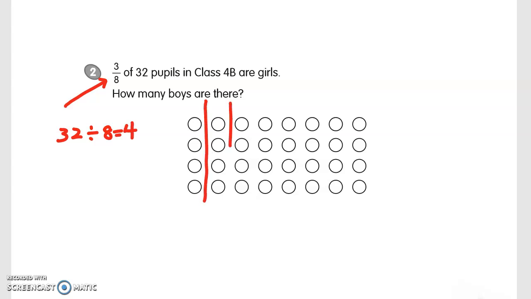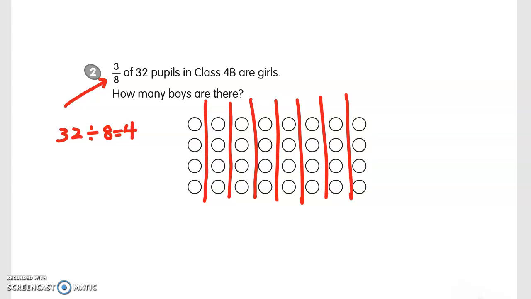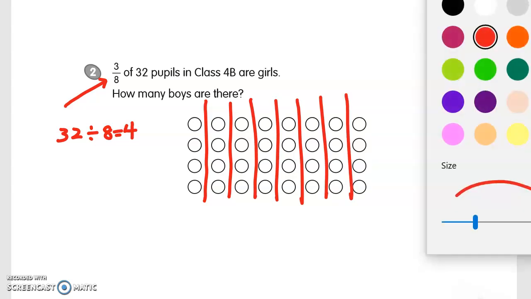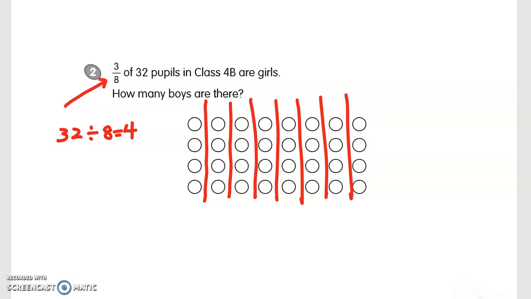That's one set or one group. 2, 3, 4, 5, 6, 7 and 8. Okay, so 3 out of 8 groups or sets are girls. So I'll use the pink as girls. That's the second, and that's third. Now that means the rest are boys.